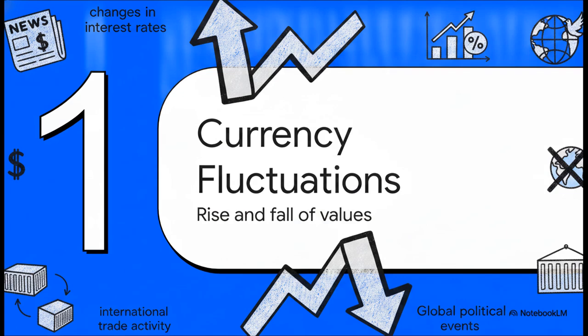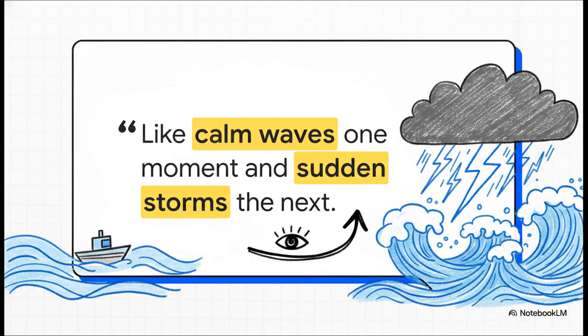All right, Section 1, Understanding Currency Fluctuations. At its core, the forex market is just the global arena where currencies are traded. But listen, these fluctuations, they aren't random blips. They are driven by very specific catalysts. We're talking economic news, sudden shifts in interest rates, international trade activity, and, of course, global political events. All of this creates a constant barrage of information.